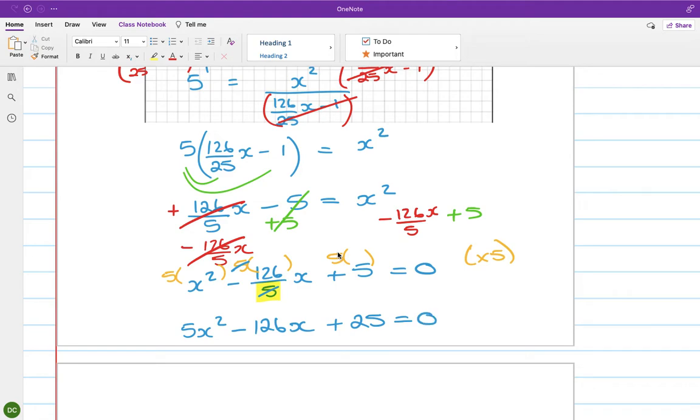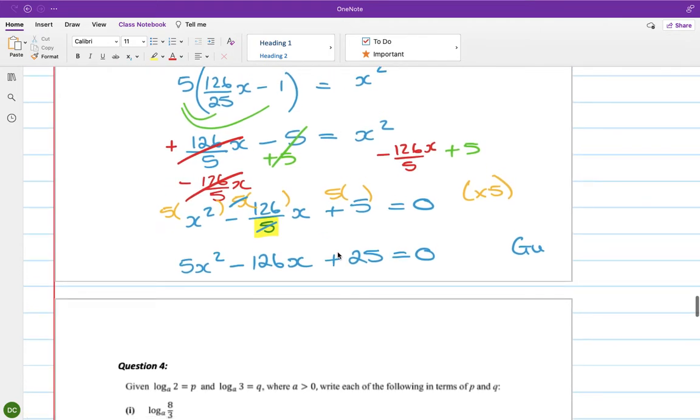The product of the numbers is 5 times 25, which is 125. Oh, I'm going to get it straight away. It's going to be 1 by 125, isn't it?